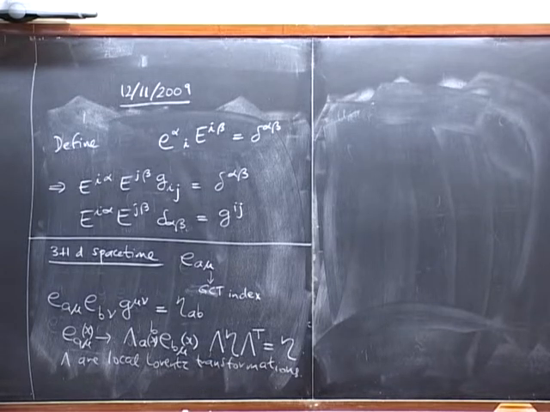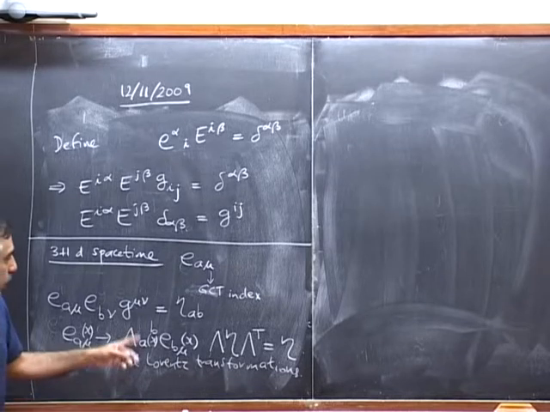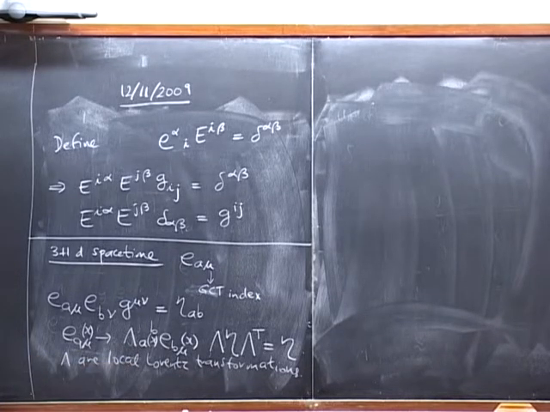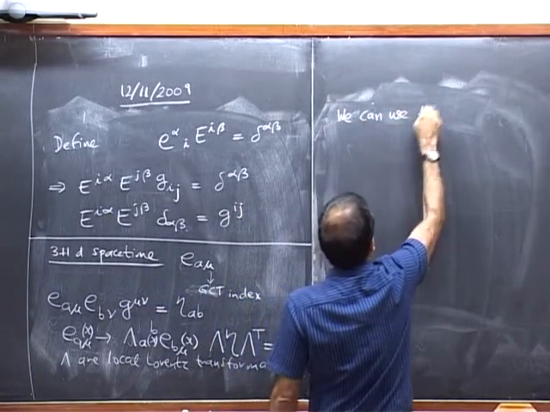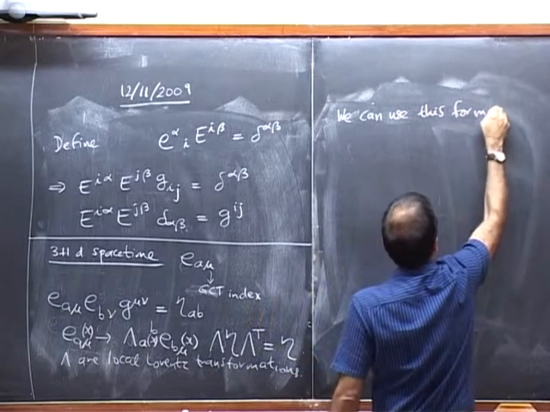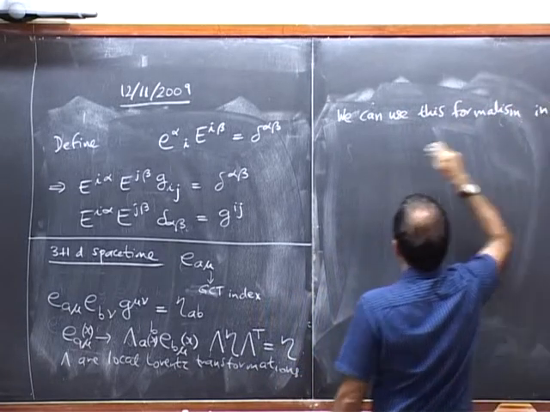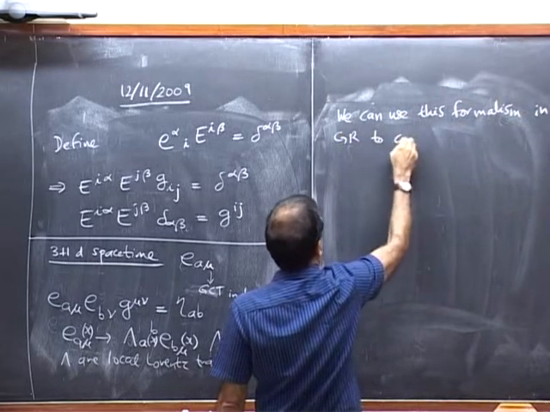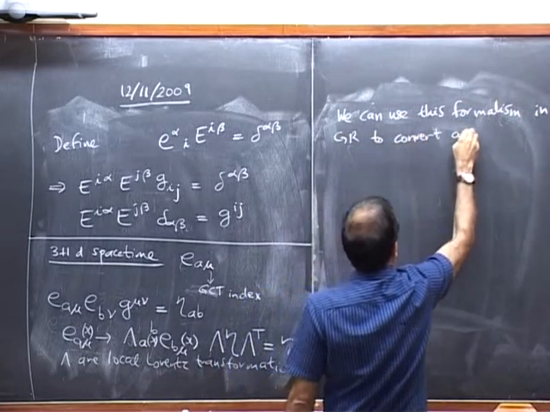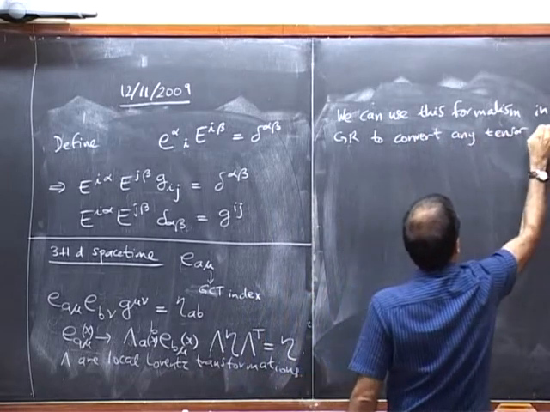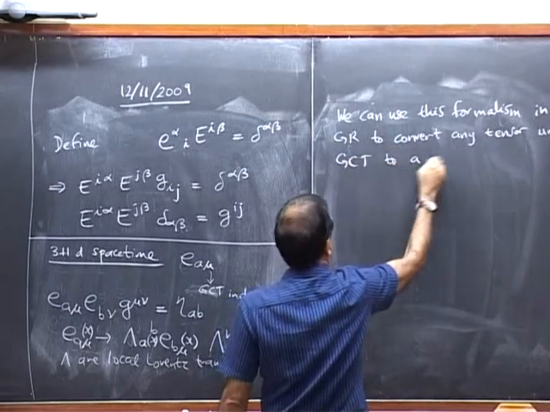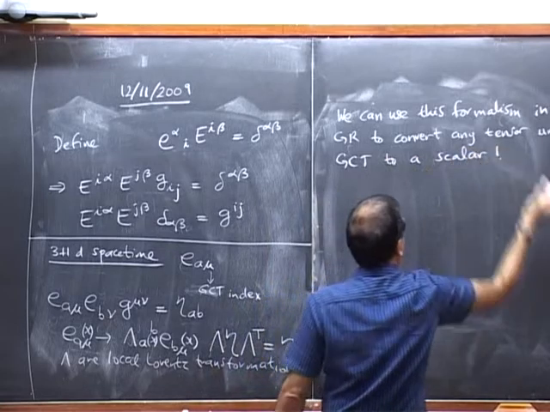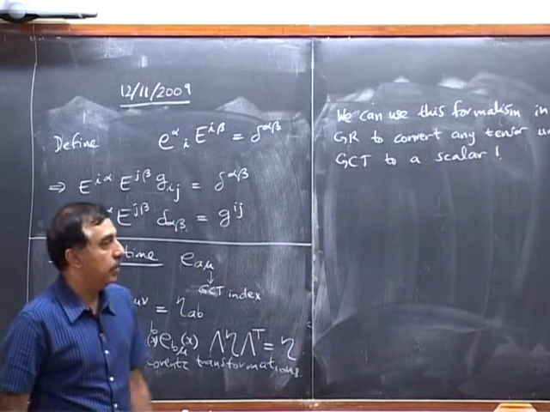So I have about 15 minutes during which I'll show you now what we can do with this. Here's what we can do. We can use this formalism in general relativity to convert any tensor under GCT to a scalar. Isn't that wonderful? You don't have to deal with GCT tensors.